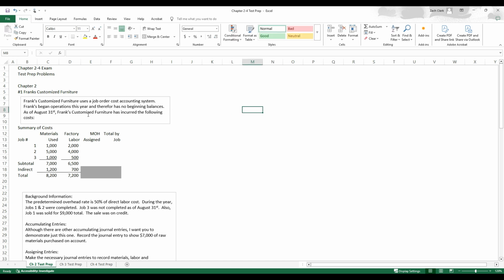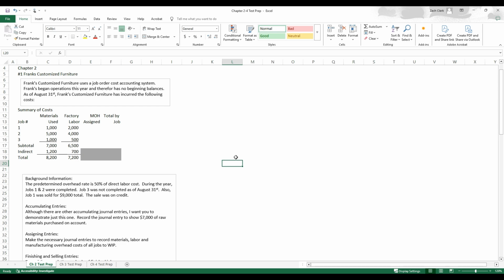As of August 31st, the business has incurred the following costs here. We've got materials and factory labor. If you want to think of it kind of like a materials requisition sheet and then our time ticket system, that's the information given. We've got 3 different jobs that have costs accumulated during the year, and then some indirect costs for overhead items down below.